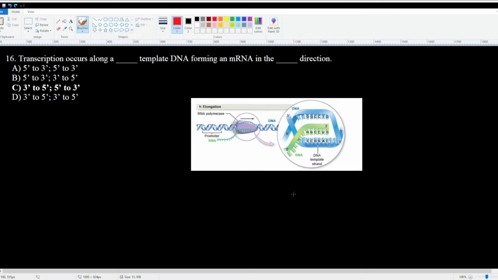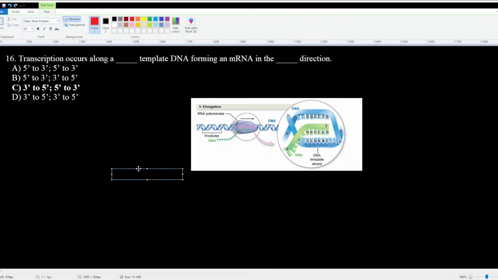So anyway, like I said, we're reading in one direction, and we are making RNA. We're adding RNA nucleotides in the other direction. So what's one rule that we have learned so far?